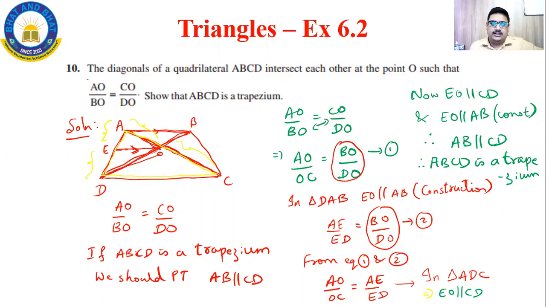Understood? No doubts? Good. So this question ends exercise 6.2. In the next class, we will continue with the theory of triangles chapter. Meanwhile, please go through the 6.1 theorem as well as 6.2, that is both the Thales theorem and its converse, as well as this video where we have solved all the questions of exercise 6.2.